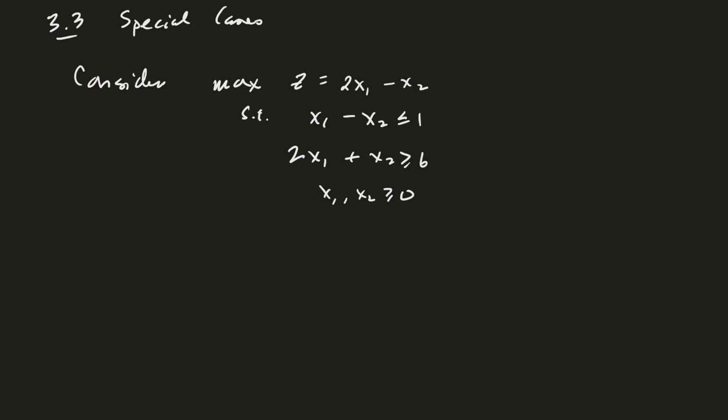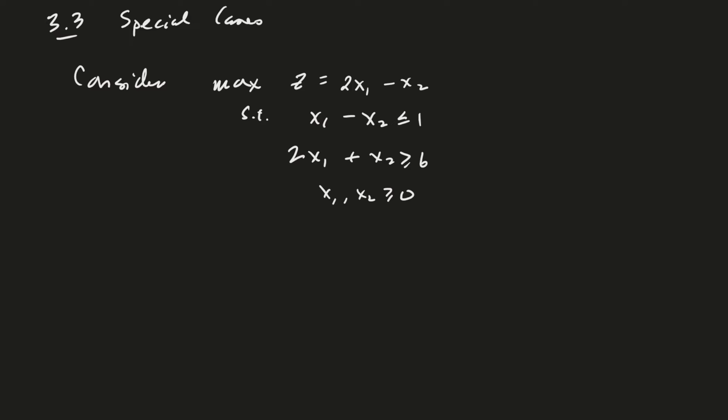All right, so I just wanted to say a couple words about 3.3 before we continue to other setups. Consider this LP: maximize z = 2x1 - x2, such that x1 - x2 ≤ 1, 2x1 + x2 ≥ 6, and x1 and x2 ≥ 0. We just want to check this out.